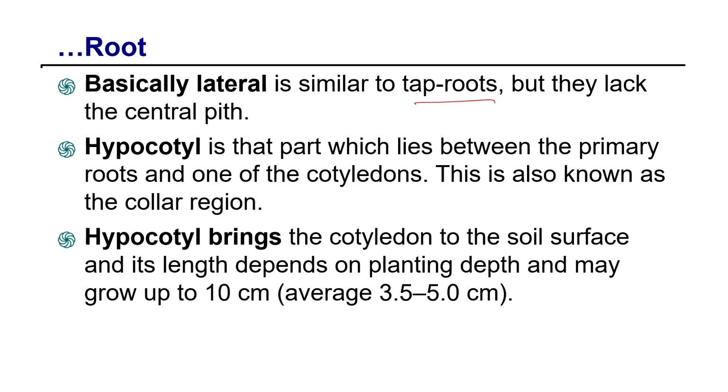Hypocotyl is that part which lies between the primary root and one of the cotyledons. This is also known as the collar region, where the root and shoot parts join each other. Hypocotyl brings the cotyledon to the soil surface and its length depends on planting depth and may grow up to 10 centimeters, the average being 3.5 to 5 centimeters.